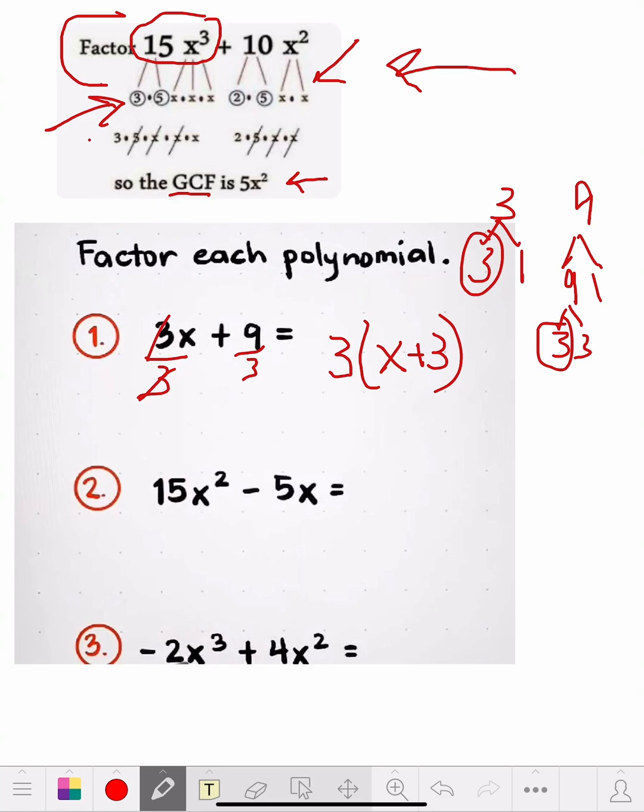Now if we want to bring it back, bring this over here, we've got 3x. Bring this over here, we've got 9, so it's plus 9. And that was it. So that was kind of easy, huh? Okay, let's do the next one.